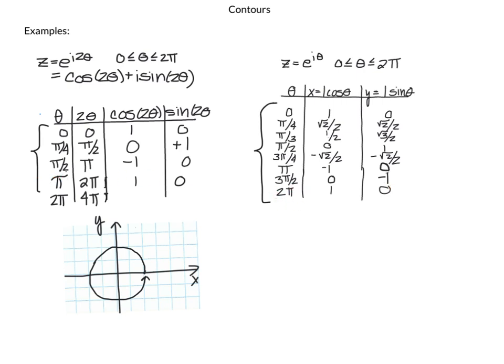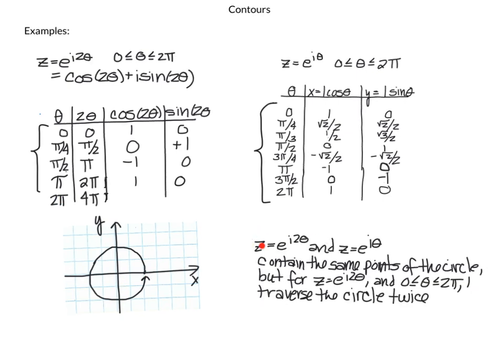So in a sense, I've done this circle twice as fast. And by the time I get to 2 pi, you see that I've come all the way back around again to 4 pi. So I've traversed the circle twice. I've written that down: z equals e to the i 2 theta and z equals e to the i theta contain the same points of the circle. But for z equals e to the i 2 theta, when theta is going between 0 and 2 pi, I traverse the circle twice.